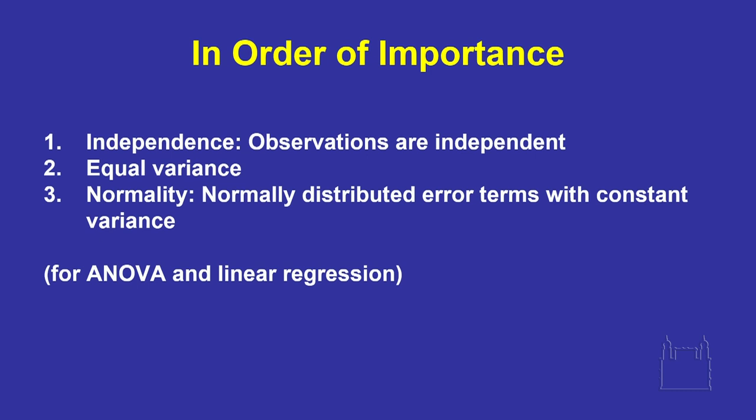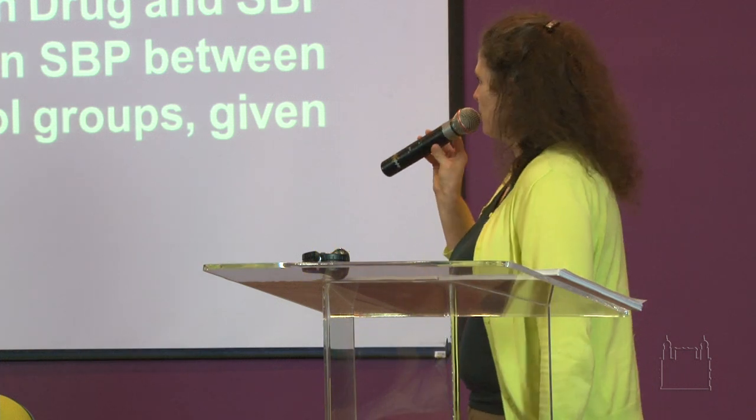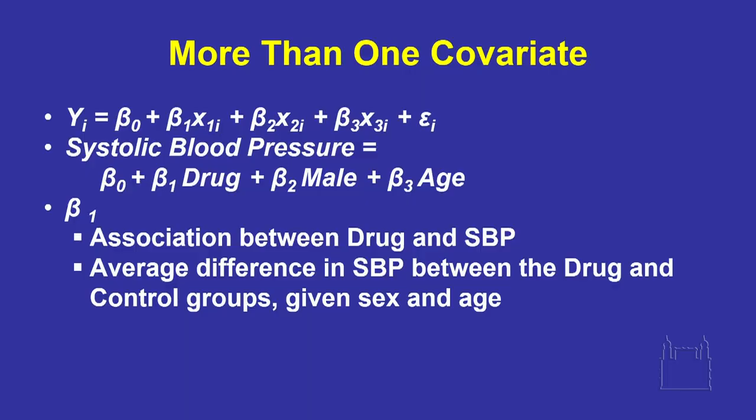But the independence, you can't violate independence. You must go to a different model. So can I have more than one covariate? Yes. I can put systolic blood pressure, drug, male. Let's say I have a randomized study with men and women and age. I can have 20 covariates if I want.